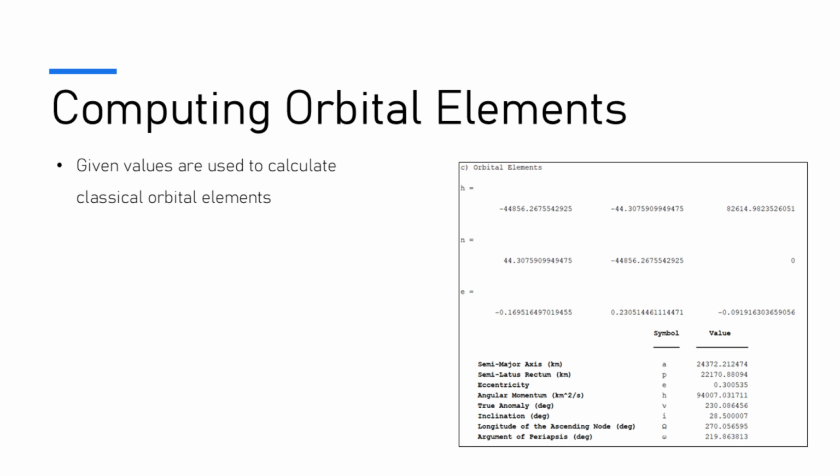The given initial conditions were used to calculate the classical orbital elements. First, the specific angular momentum vector, node vector, and eccentricity vector were found. With those, the rest of the orbital elements could be derived.